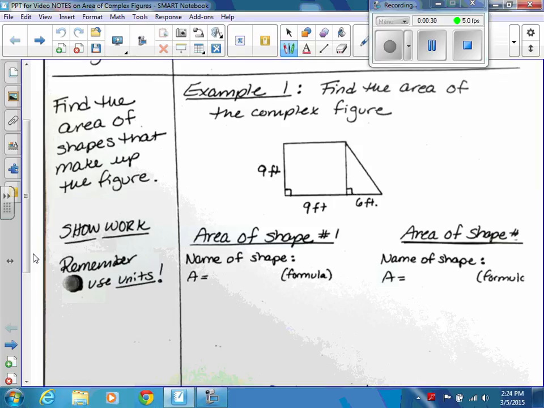So to find the area of the complex figure, you want to find the area of the shapes that make up the figure, like in this first example. So I need to divide this up into two different shapes. Well, this is kind of already divided up for me. My large shape is obviously going all the way around like so. This is my complex figure. But it's already been divided for me by cutting it right here. So it cuts it into a square and into a triangle, right?